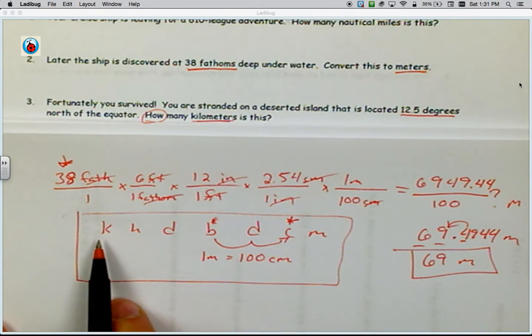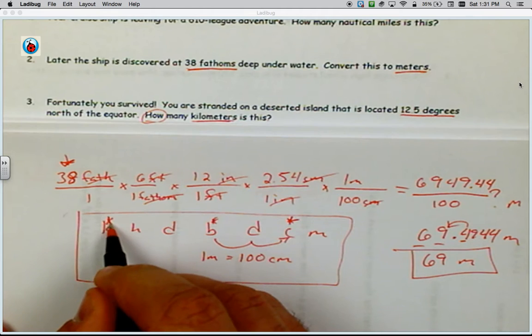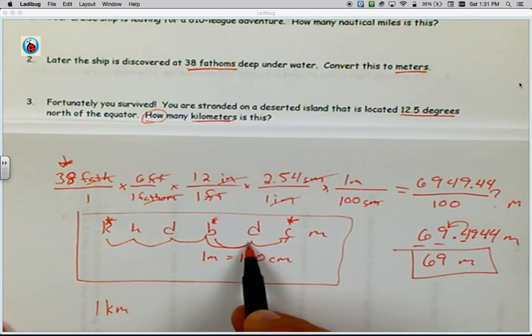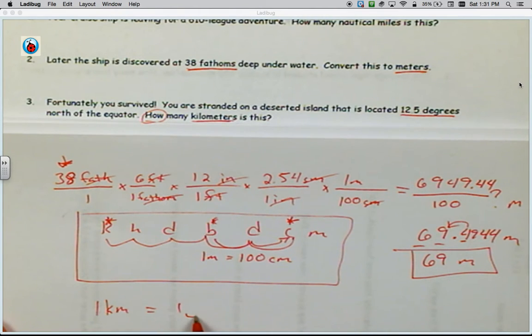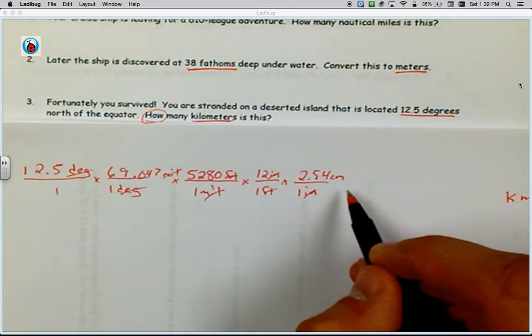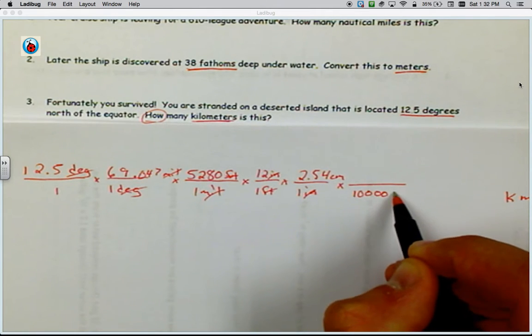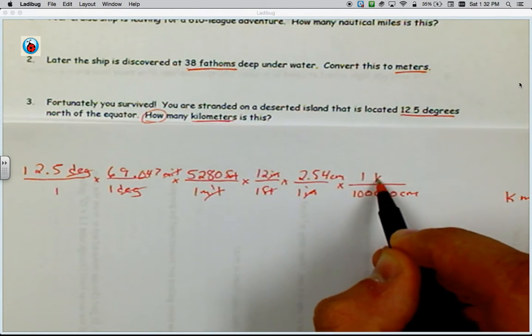Well, what's bigger, a kilo or a centi? I hope you said kilo. 1 kilometer is going to be equal to 1, 2, 3, 4, 5 hops over. 1 kilometer is going to be equal to, looks like 100,000 centimeters. All right, well, centimeters are on top here, so 100,000 centimeters for every 1 kilometer.